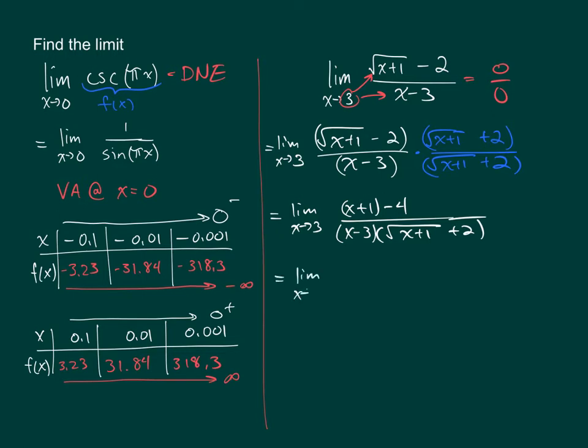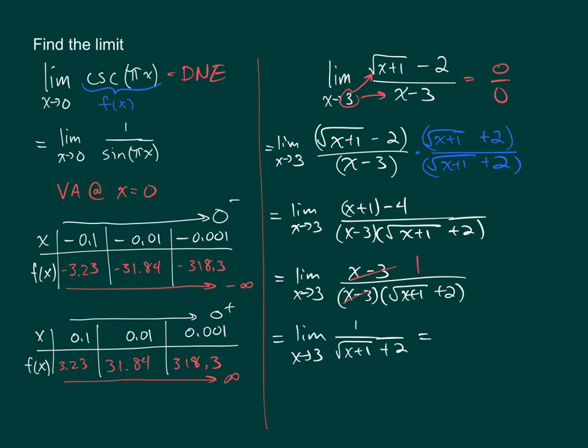So you'll have the limit as x approaches 3 of x minus 3 all over x minus 3 times the square root of x plus 1 plus 2. Lo and behold, we can reduce the x minus 3's. So that'll leave you with a 1 in the numerator, and you'll have a limit that looks like this. And at this point, we can now directly substitute this 3 in for that x, and when you simplify all of that down, you'll end up with the limit equaling 1/4.